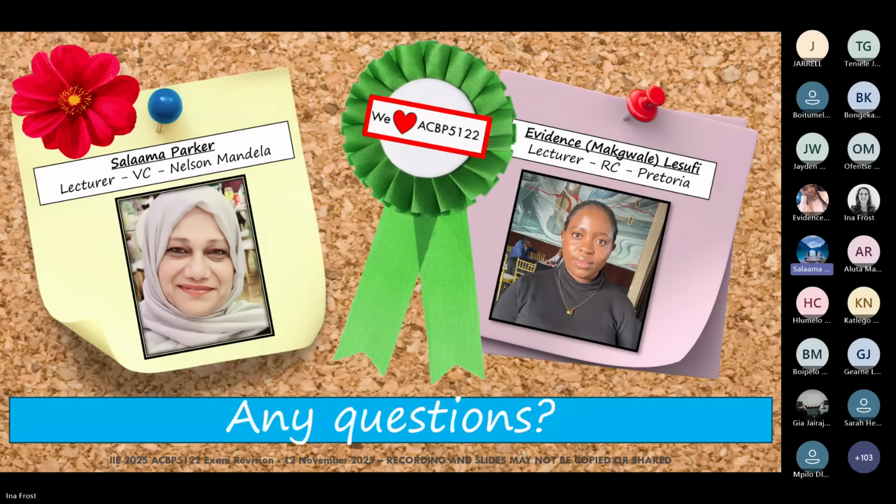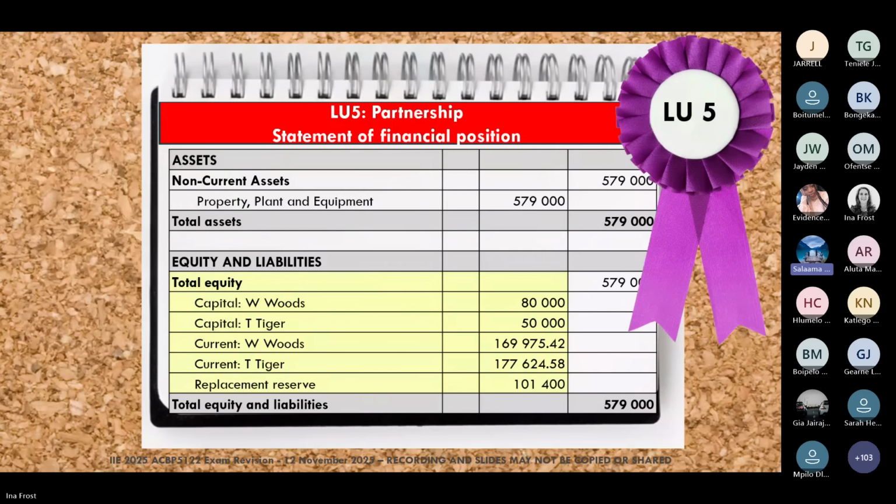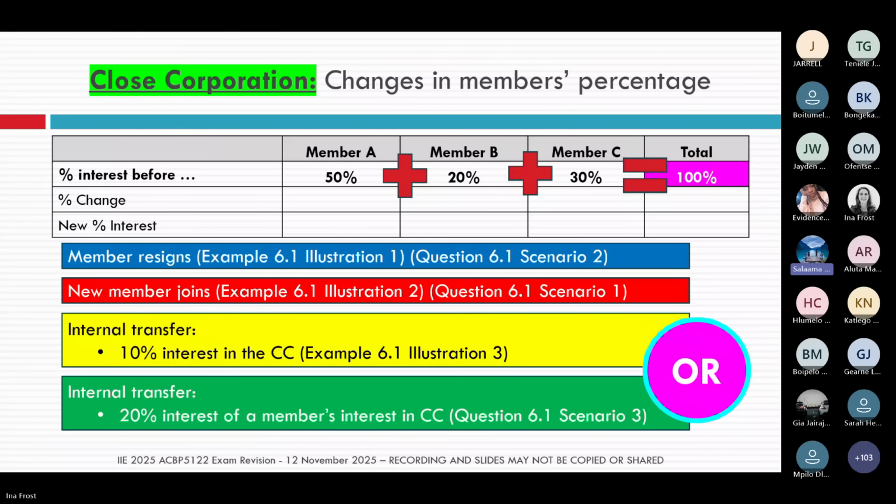I just always tell my students, with regard to the CC, the three scenarios that you just mentioned now: when a member resigns, when a new member joins, and an internal transfer. Of course, I will first do the change in the member's interest, but I think you're still going to get to the next part now where they would want them to show the change in the members' fund. So are we still going to be doing an example on that?